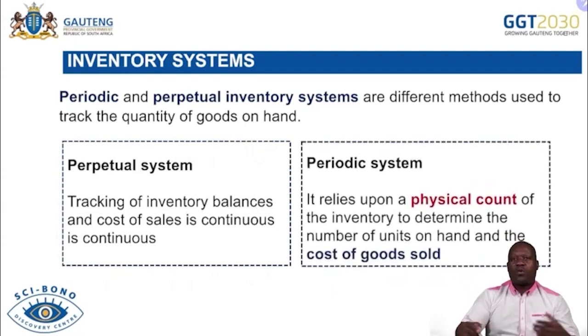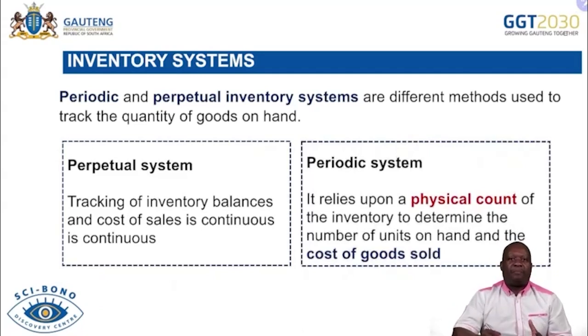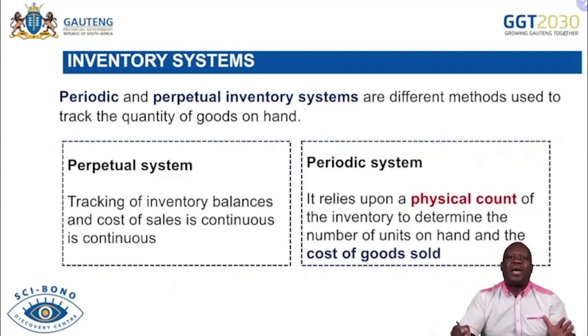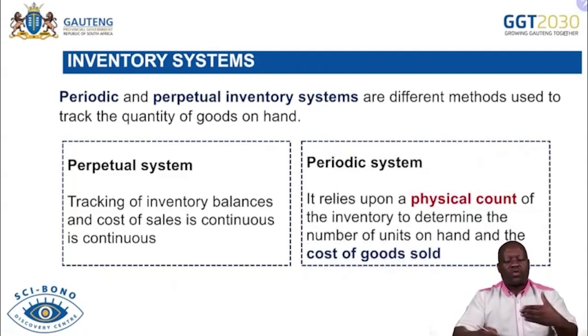And then when we look into the periodic system, this system relies on a periodic count. Now remember, periodic, after a certain period. If it's weekly, monthly, fortnightly, quarterly, or yearly, it depends on the business. But please be reminded, it is good for us to try and count our stock at intervals that are close to one another, because it helps us to detect if there is any problem with our stock.